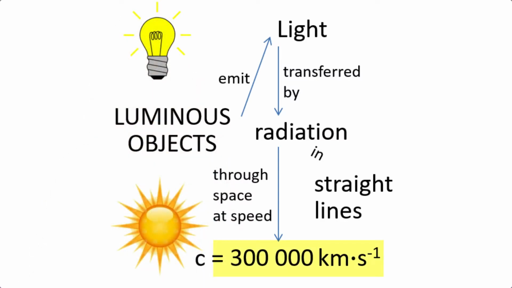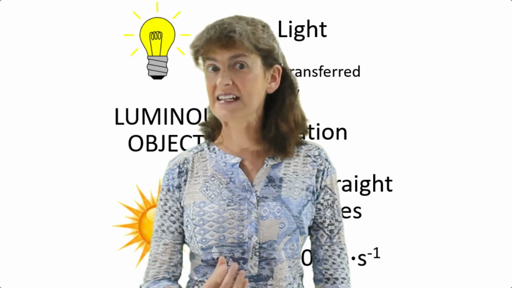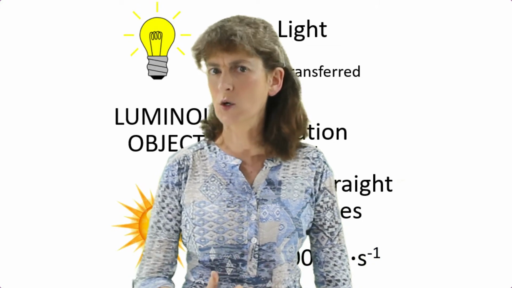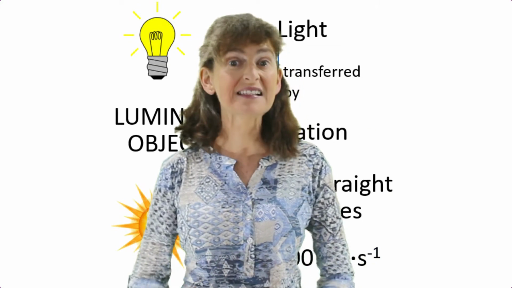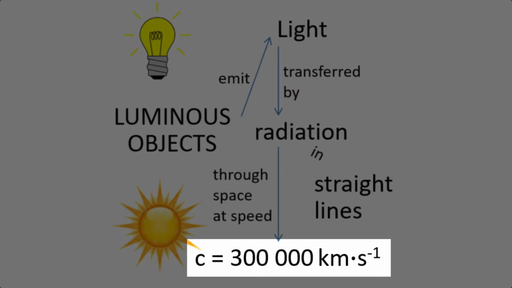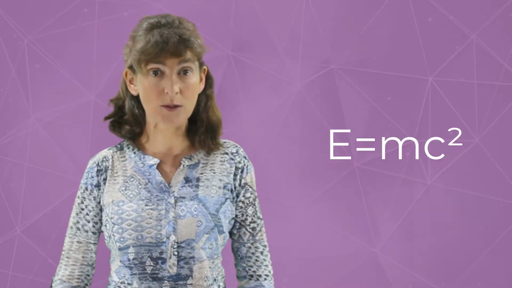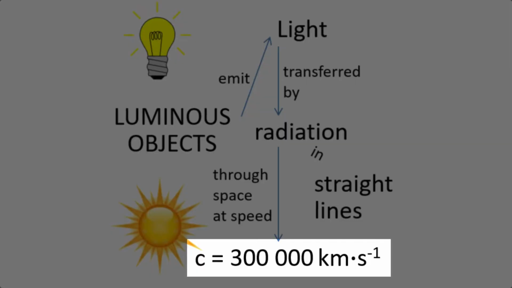300,000 kilometers per second. We give that speed a special symbol as a quick way to refer to it, and that symbol is c. You might have heard of Einstein's famous equation E equals mc squared. The c in that equation refers to the 300,000 kilometers per second, the speed of light through a vacuum. c is very, very fast. It takes 8 minutes 20 seconds for sunlight to travel from the sun to Earth.